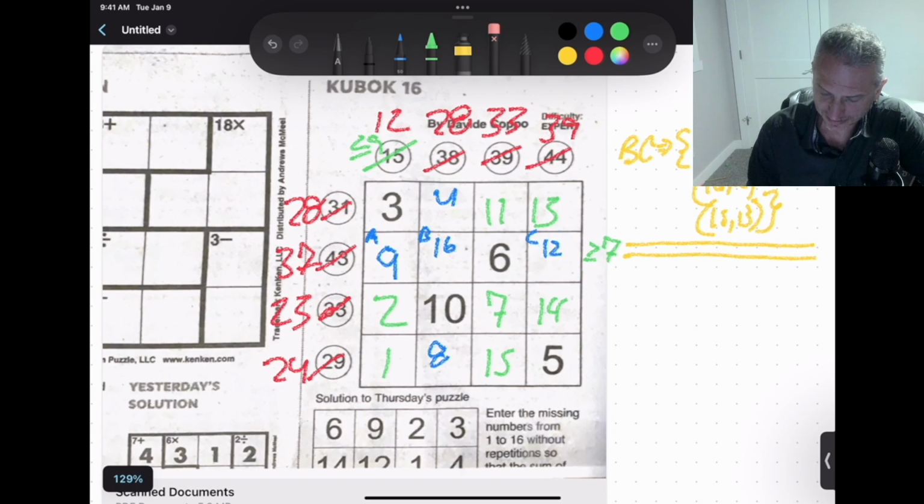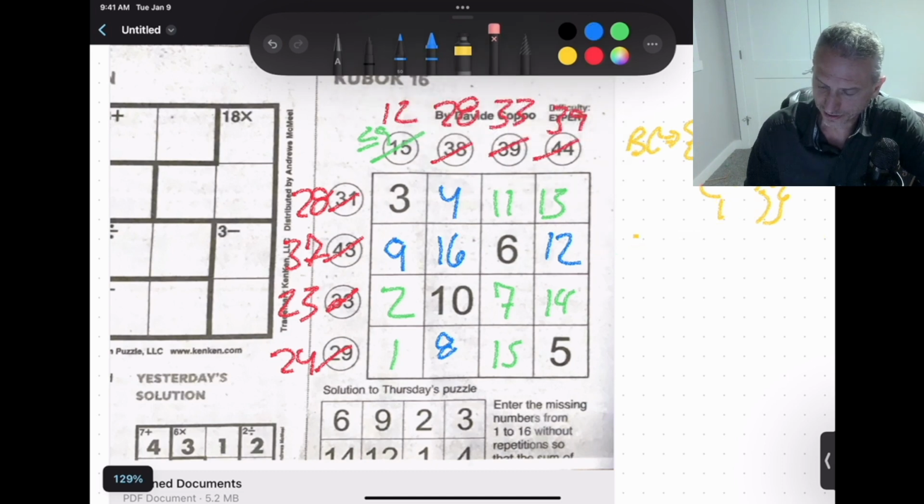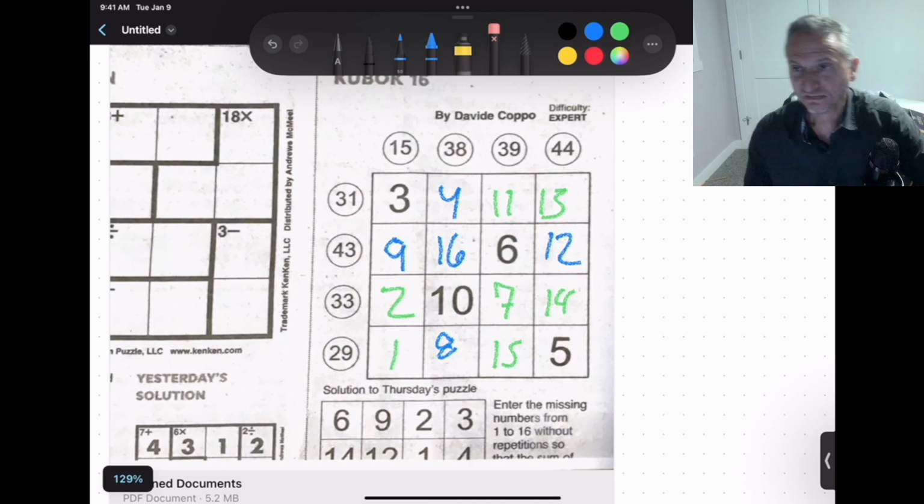But this is the beauty of Kubok right here. 8, 16, 12. 16, 12. We're going to get this nice for all of you people out there. 4, right? Yep. The beauty of Kubok right here. This is why this is a great game.